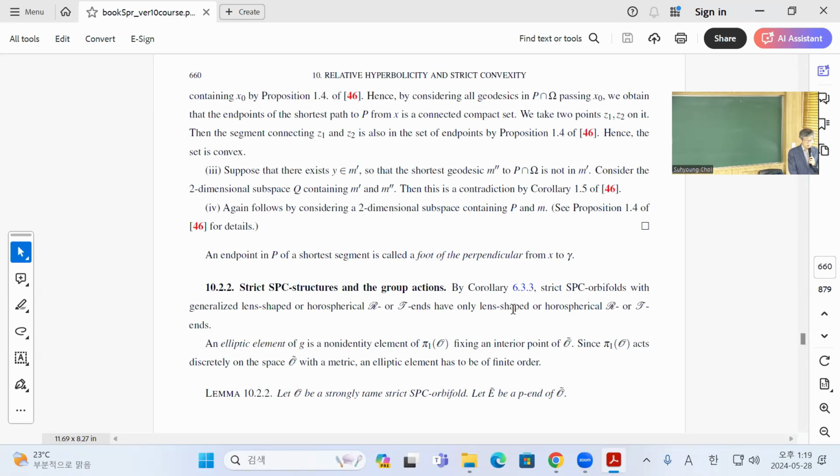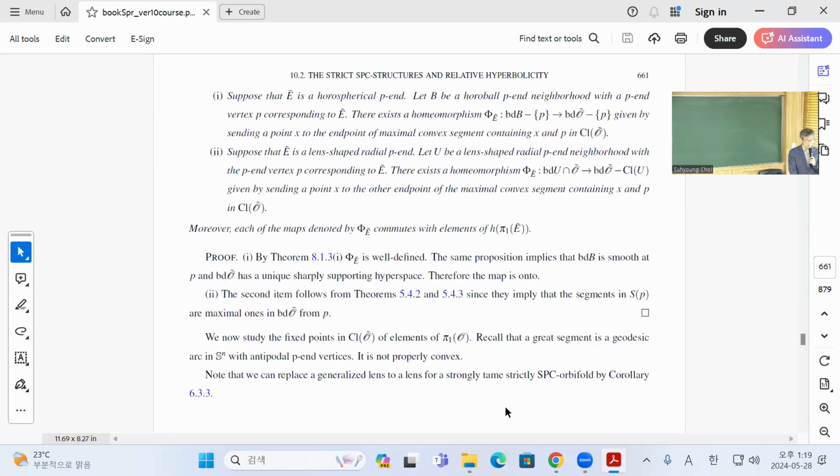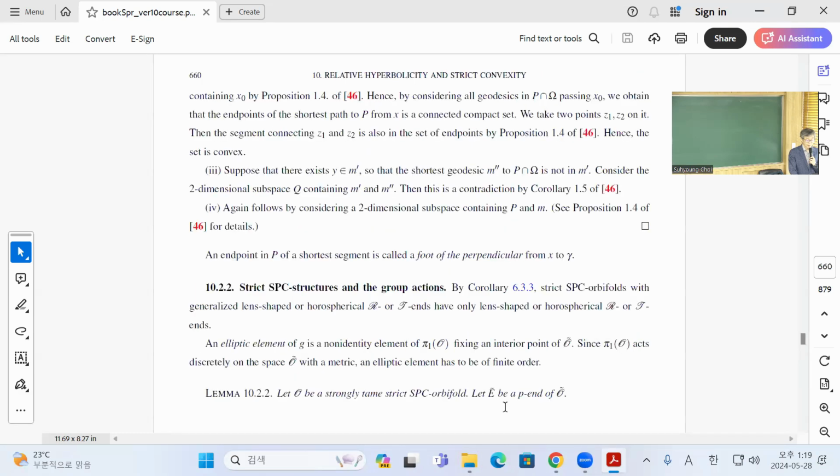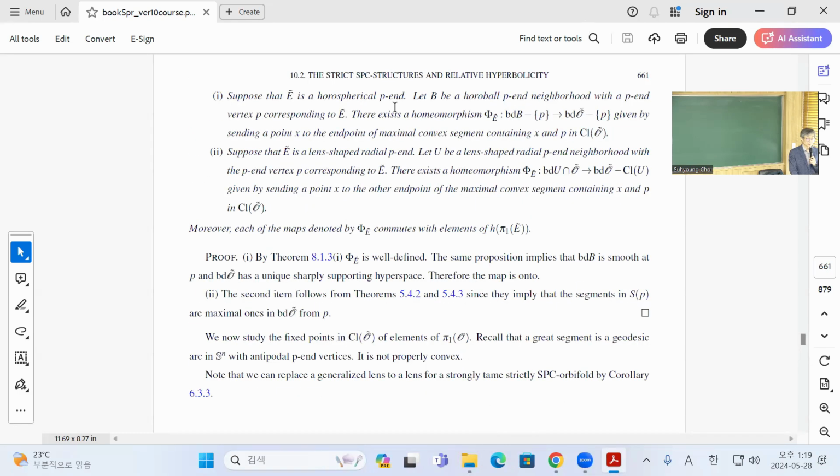Okay, so the strict SP structure in the group action: let omega be a strongly tame strictly convex set, and let E be an end. If it's a horospherical end, and P is a horospherical neighborhood with vertex P, then there's a homeomorphism from this boundary of B minus P to this boundary of omega tilde minus P, sending any point here to the endpoint of the maximal segment containing it. If it's a lens case, again you take the lens-shaped neighborhood, and you can also get the homeomorphism as long as you remove this. Of course, this map will commute with the action of the fundamental group.